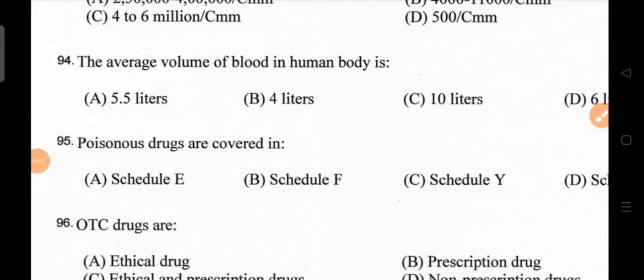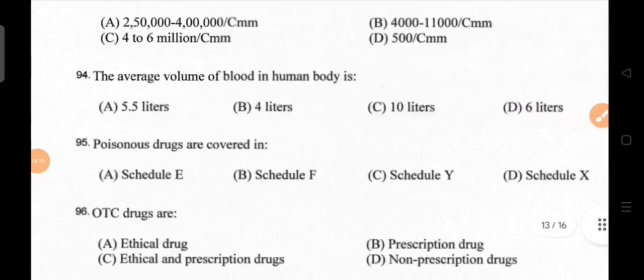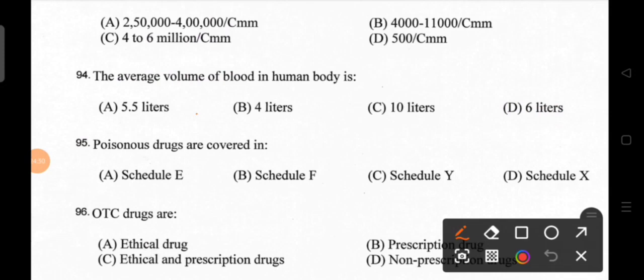Next, coming towards question number 94. What is the average volume of blood in the human body? Options are A 5.5 liters, B 4 liters, C 10 liters and D 6 liters. Here the answer will be option A, 5.5 liters, or we can generally say 5 liters.